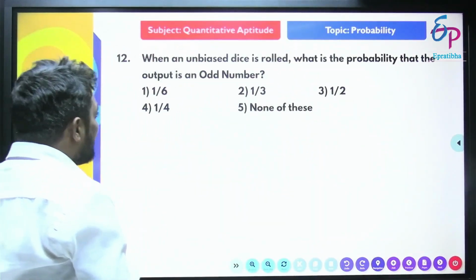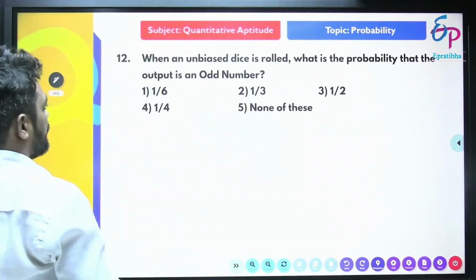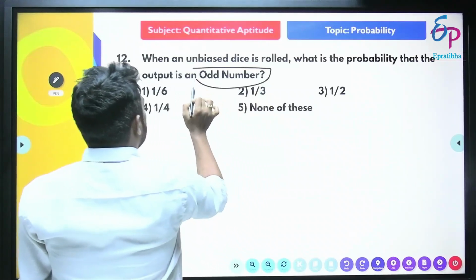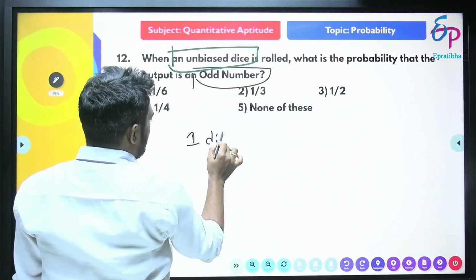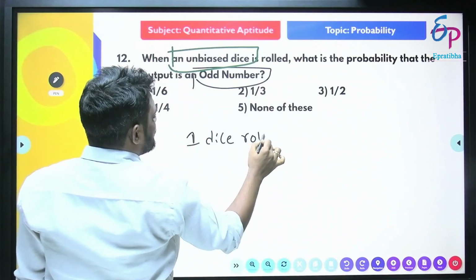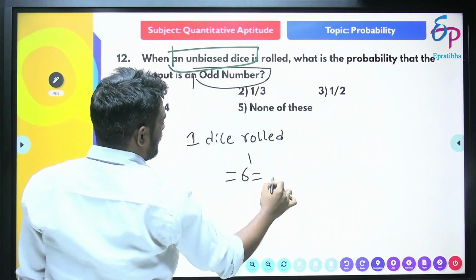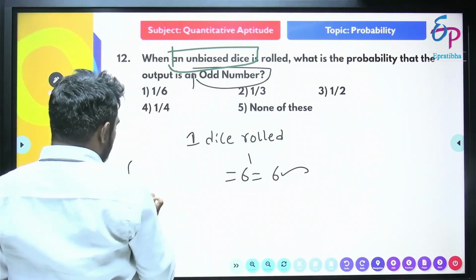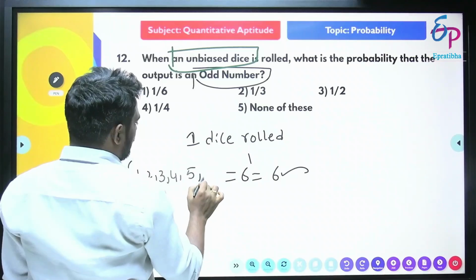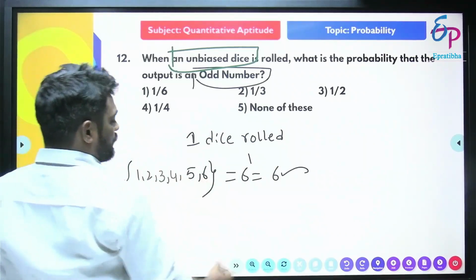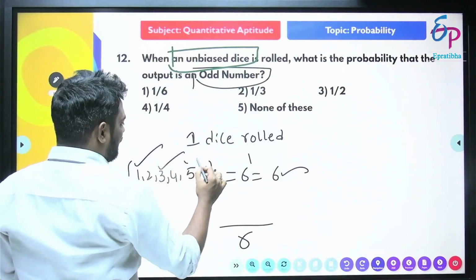Next question: when an unbiased dice is rolled, what is the probability that the output is an odd number? An unbiased dice means only one is rolled. Total number of outcomes is 6 to the power of 1, means 6: 1, 2, 3, 4, 5, 6. Odd numbers: 1, 3, 5. Three are odd.